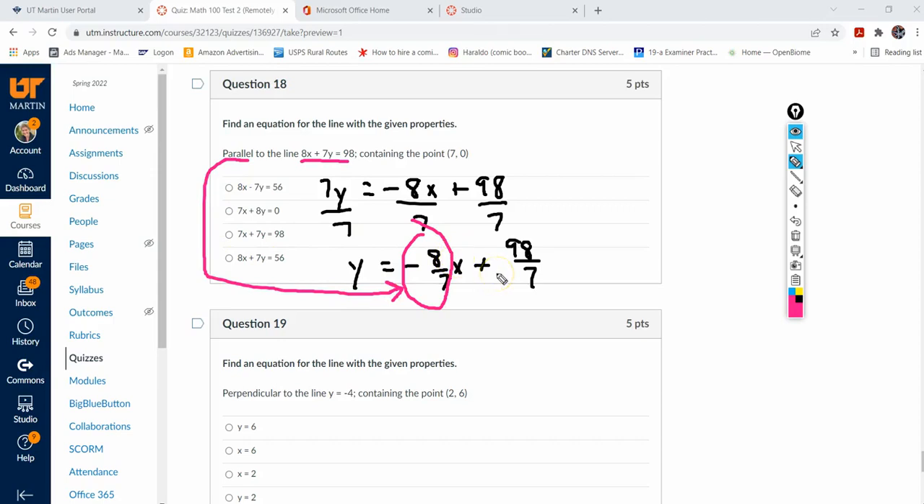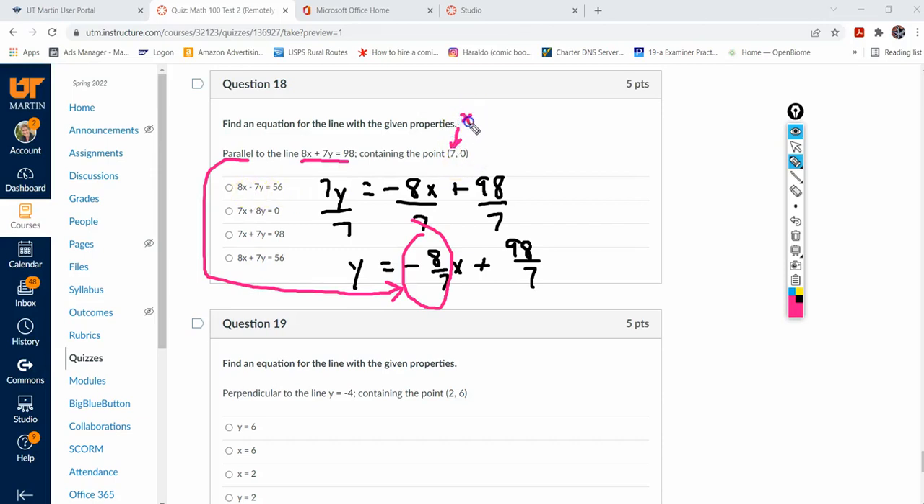So, okay, so if I'm going to do that, I'm going to have to get the slope of these. Okay. And containing the point (7, 0). Okay, this contains the point (7, 0).